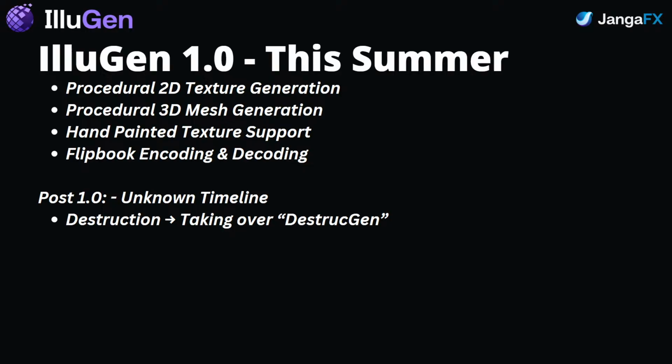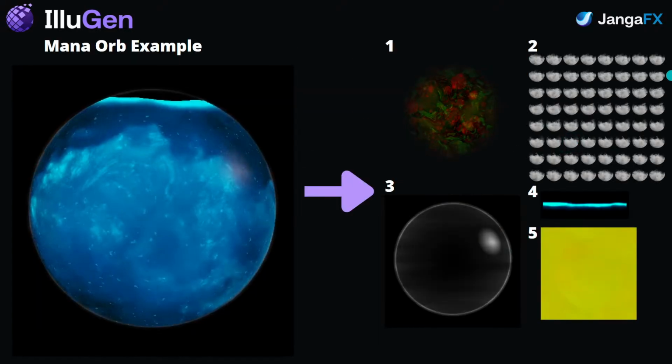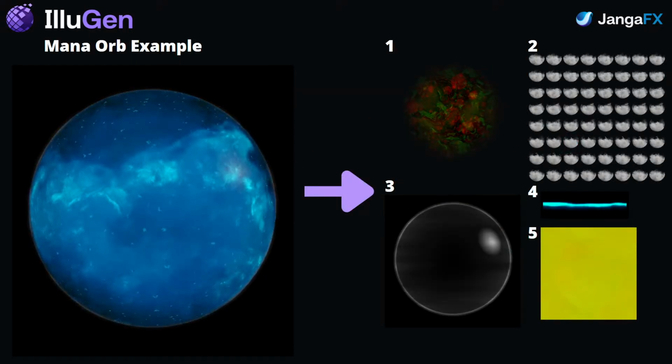You can also do flipbook encoding and decoding. So you can take flipbooks, auto crop each frame, and then accumulate it over the life of that flipbook, and then build an erosion mask out of it, or you can stylize flipbooks or whatever you want, encode and decode them and just use it all in the node graph. And I'll show examples of that too. And then of course, like I said, it's taking over destruction. We're not going to have a separate tool for it. illuGen is eventually going to do that. But not this summer.